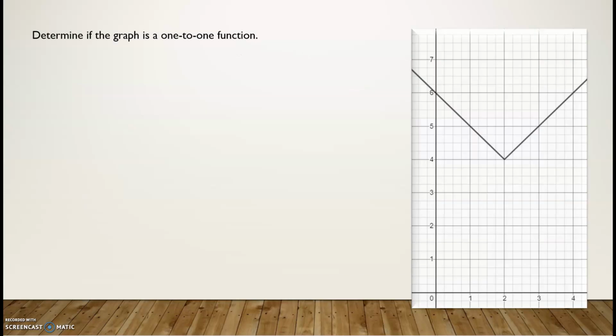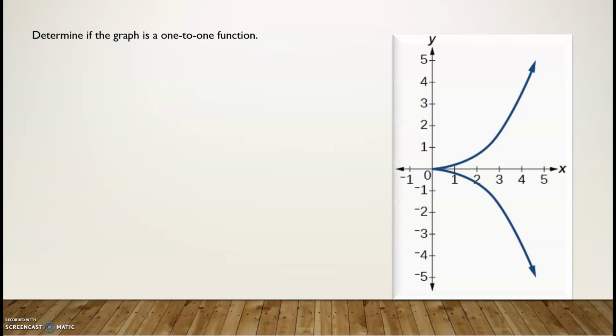Okay. Determine if the graph is one-to-one. Well, number one, is it a function? Okay, it passes the vertical line test anywhere I go. And it fails the horizontal line test, so this is not a one-to-one function. Okay, determine if the graph is one-to-one. Well, number one, is it a function? Well, no, it fails because it passes more than once. So if it's not a function, it's definitely not a one-to-one function.